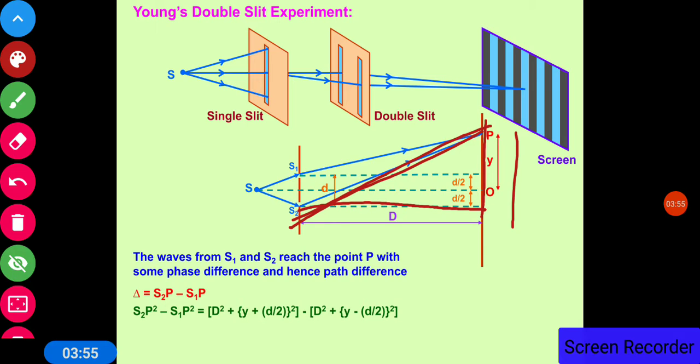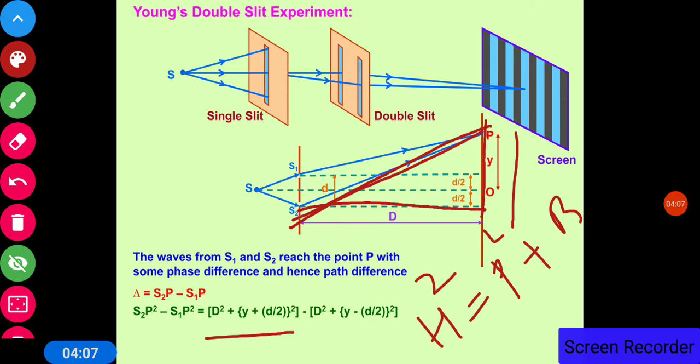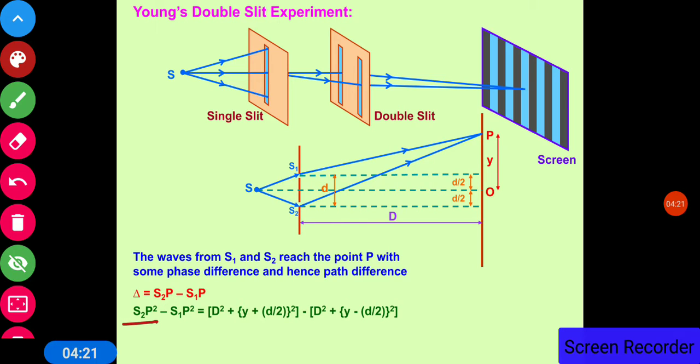So we can say that S2P square is D square plus y plus d by 2 whole square, because we know that h square is equal to p square plus b square. Here h is S2P, so S2P square is equal to the perpendicular square, that is y plus d by 2 whole square, plus the base square, capital D square. So in place of S2P square we can write this expression, and in place of S1P square we can write D square plus y minus d by 2 whole square.